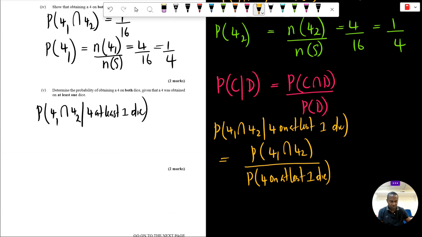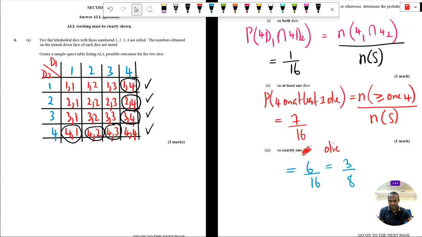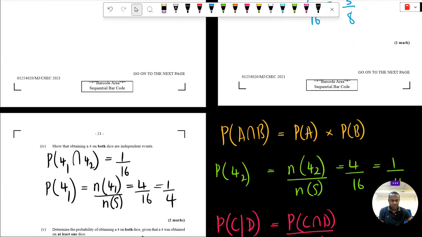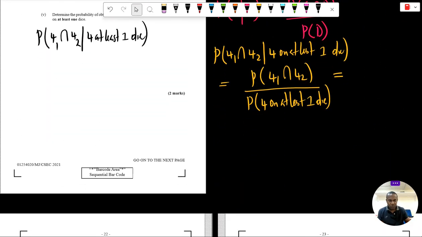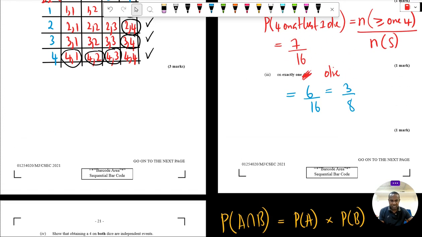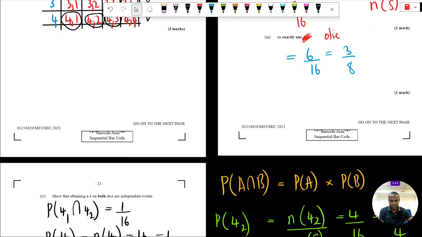So this is going to give us, if we go back up, we can work out the probability of obtaining a 4 on both dice, and that would be 1 over 16. So the answer to that part is 1 over 16. So therefore, this gives us 1 over 16, and we're going to be dividing by the probability of obtaining a 4 on at least one die. And if I recall, that was 7 over 16, is it? Yes. On at least one die is 7 over 16.